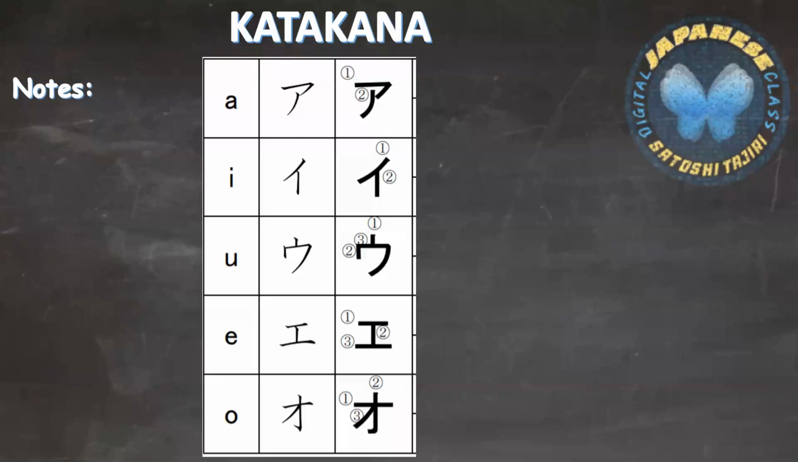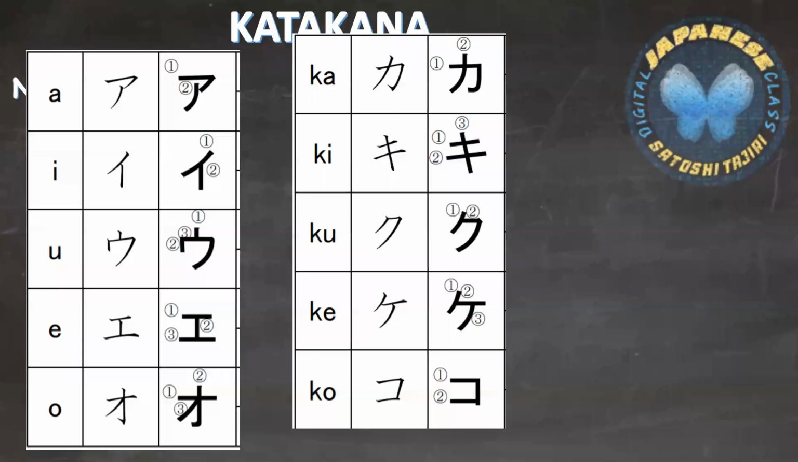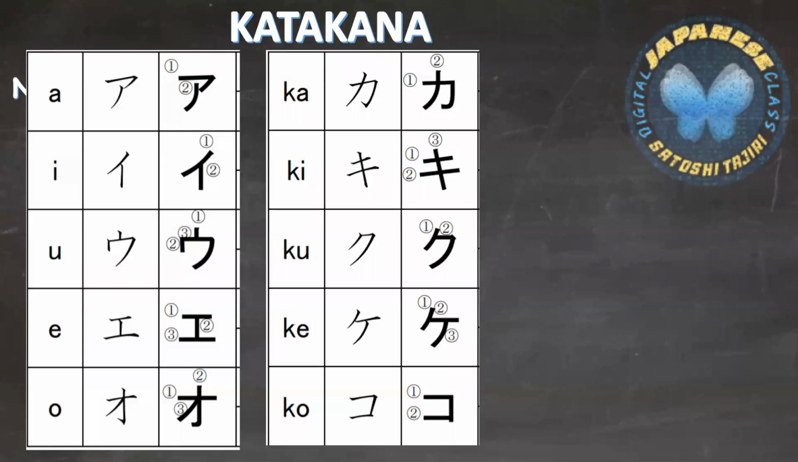Now next set, so we have already done the first five of our hiragana. Now let's go with the next set, okay? We have our ka ki ku ke ko, okay? So please write everything now. Ka ki ku ke ko. Okay, after writing, show me.